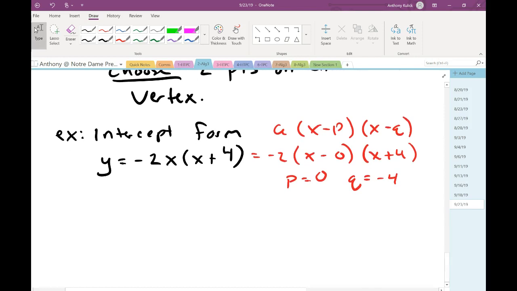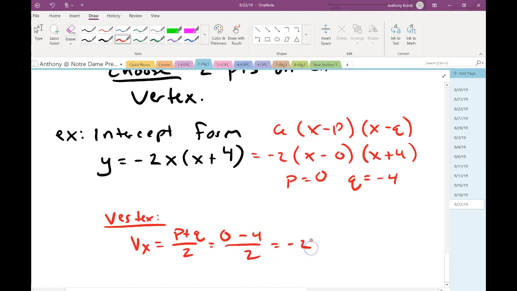So the outline that I've described above says that we need to make a 5-point XY table with the vertex as the center point, or the middle point in our table. So let's find the vertex here as our first order of business. I know for intercept form, the formula for the x-coordinate of the vertex is P plus Q over 2. So that's -2.